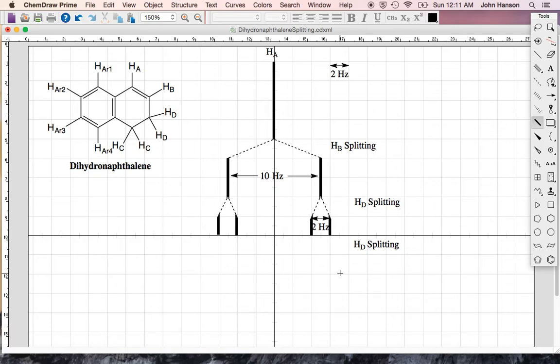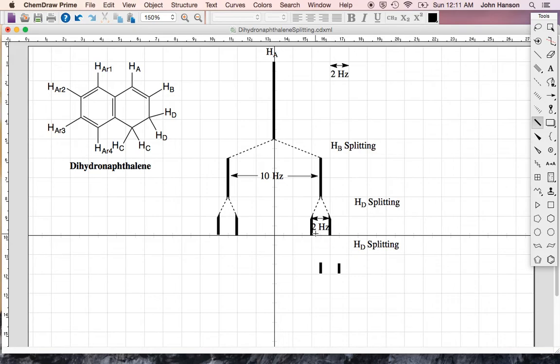Let's see, I'm going to start down a little bit lower here, just so it doesn't run into the other one. And I'm going to go up now half the height of one of those squares, because this is now 1 square high. Now I'm going to come over 1 hertz on this side and go up half a square. That's good. And there's my splitting of that peak.